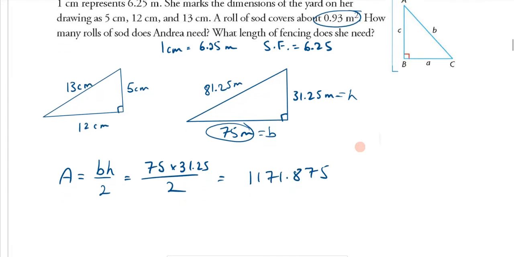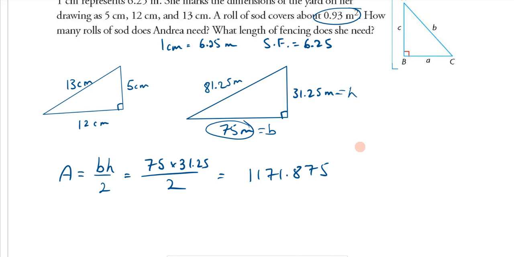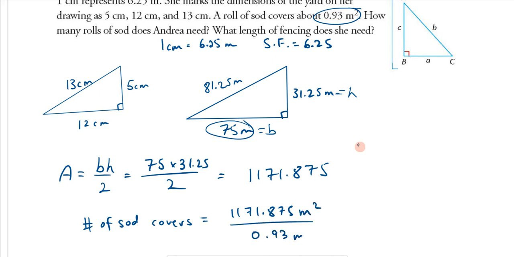And that gives me an area of 1,171.875. Now, if one sod covers 0.93 meters squared, the number of sod covers would be, well, 1171.875 is the total area I have to cover. Each sod cover covers 0.93 meters squared. So if I divide that number by 0.93, I get 1,260 sod covers. That's how much I would need to cover this yard.